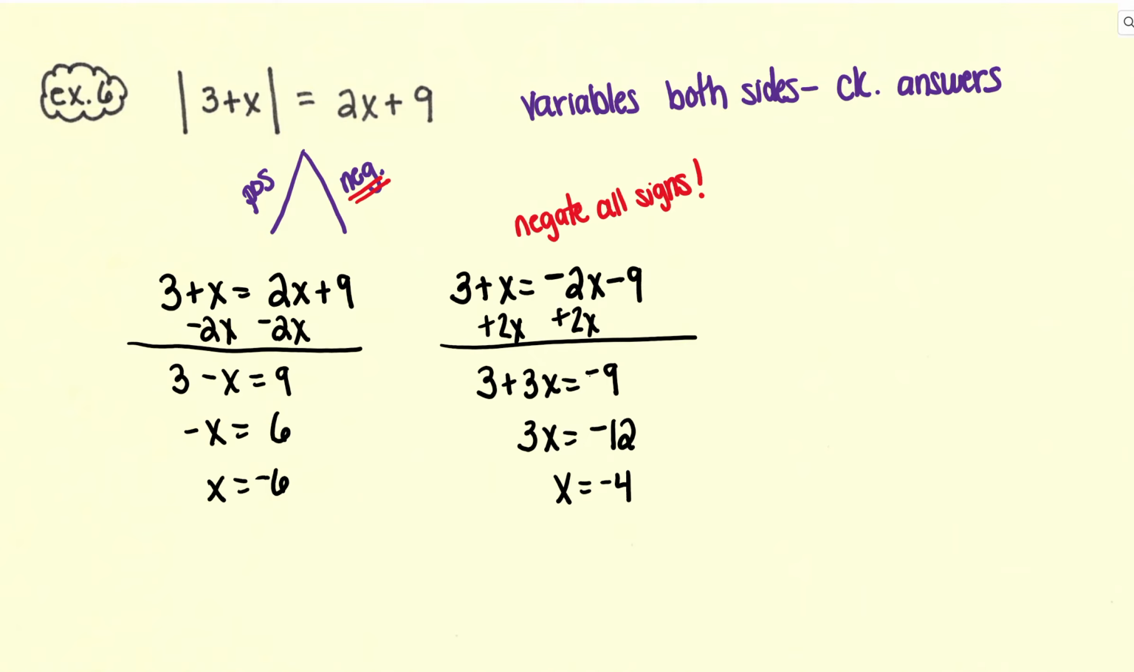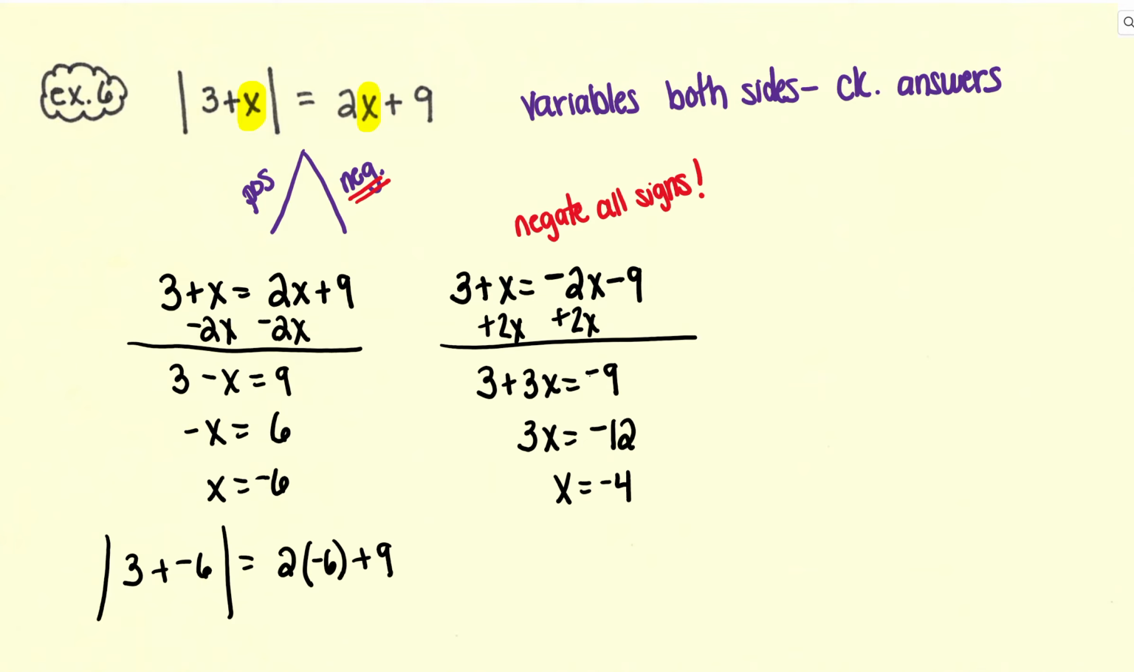And again, we have to check these. When you check this, you go back to the original problem. Take your first answer, which is negative 6, and put that in on both sides. And just make sure that you get a true statement. You can either do this mentally, or you can use your calculator and use your absolute value buttons.